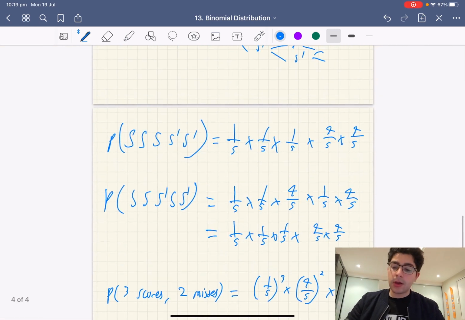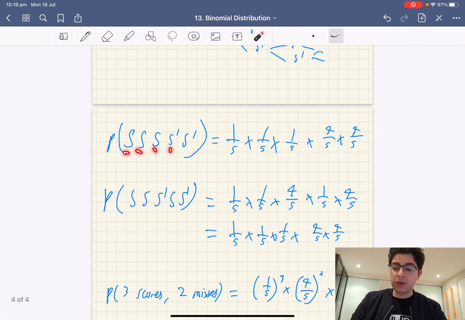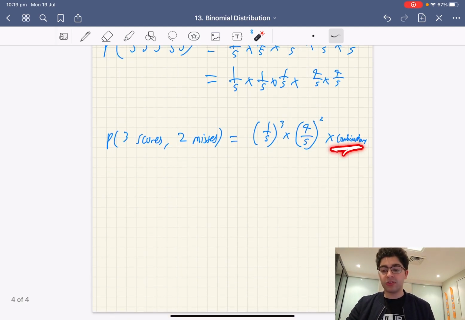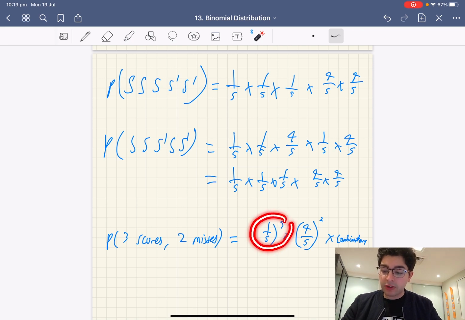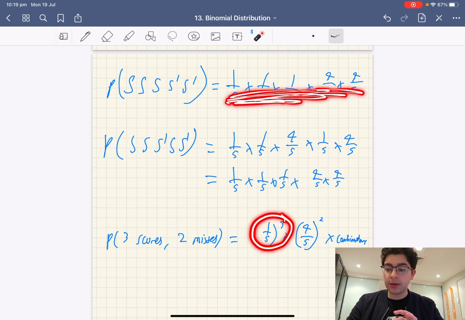So it could be score, score, score, miss, miss. It could be score, score, miss, score, miss. It could be score, miss, miss, score, score. All the different combinations, times the amount of combinations. Because the probability of 3 scores and 2 misses, or the probability of scoring 3 out of 5, this will factor in all of this formula here.